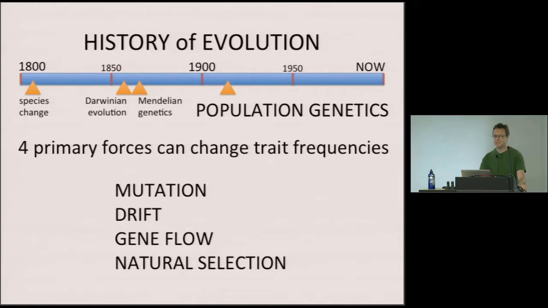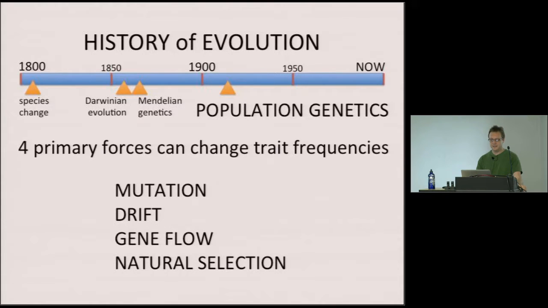So population geneticists proposed 4 primary forces that can change trait frequencies. So the first one is mutation, that a new trait can arise spontaneously or randomly in the population. And now we know that that is ultimately caused by a change in the DNA. At the time, they didn't know much about DNA. They certainly didn't know it was the genetic material. But they proposed that some traits could just spontaneously arise somehow. They didn't really know how.